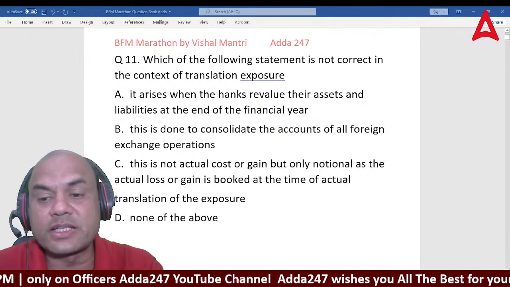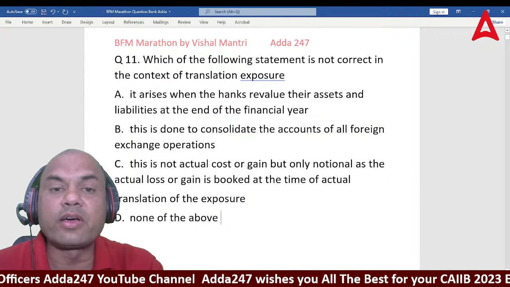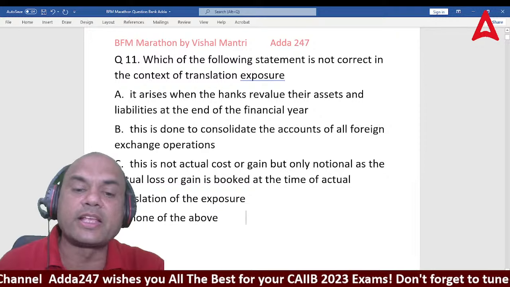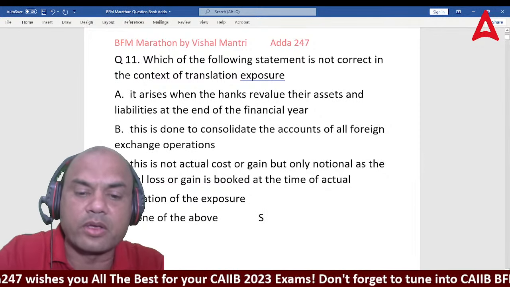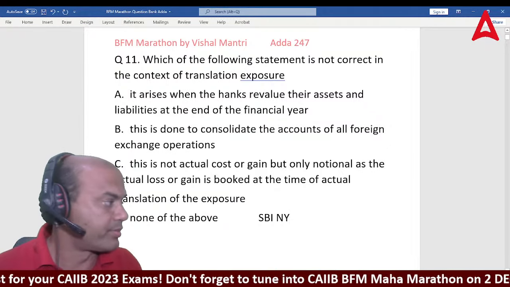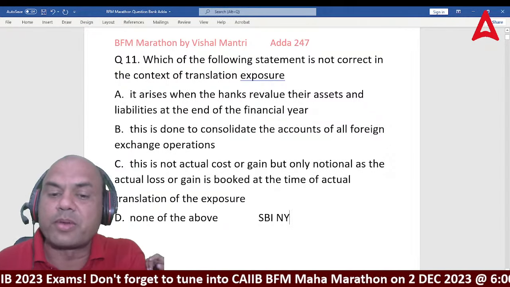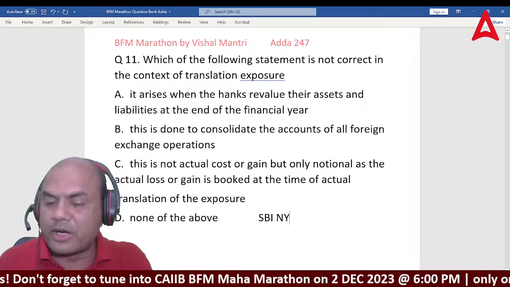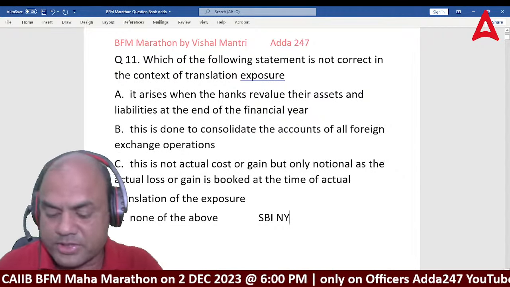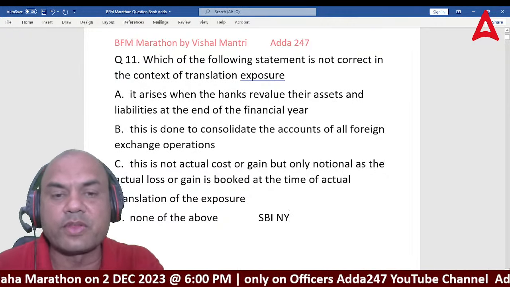See, a translation is always done whenever I am having some foreign currency branch, foreign branch as such. Suppose SBI is having a branch in, let's say, New York. Okay, SBI New York is one branch of this. So what will SBI do in this case? Suppose on 31st March, what will happen?